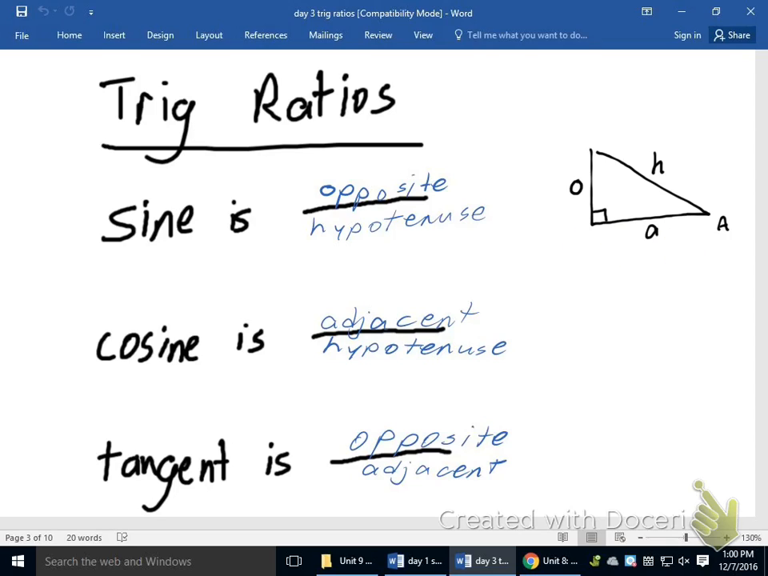Now, these are established curves that we can graph, that we can plot using our special right triangles. We're not really going to get into that in Math 2. We're just going to be using these functions to solve problems.